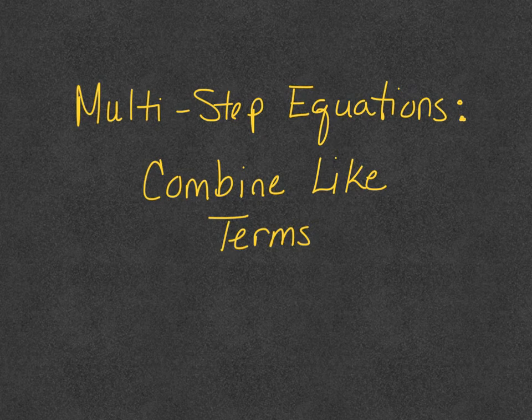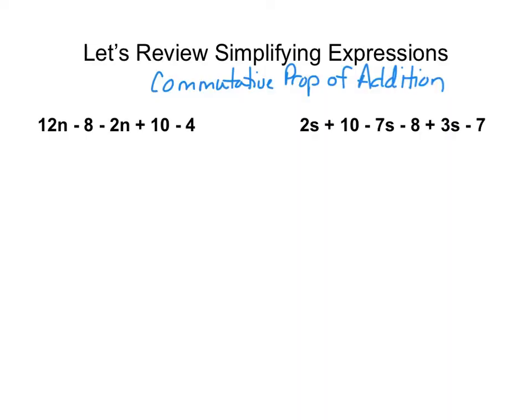In this video, we're going to look at how to solve multi-step equations by combining like terms first on one side of the equation. Okay, let's review how to simplify expressions using the commutative property of addition. So if I look at my expression 12n minus 8 minus 2n plus 10 plus negative 4, I'm going to rewrite this as 12n plus negative 8 plus negative 2n plus 10 plus negative 4.